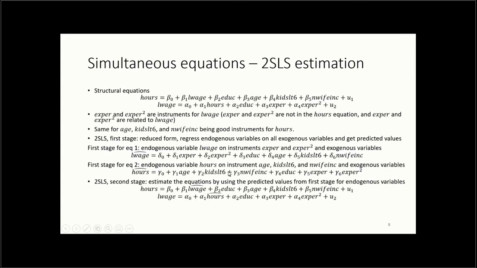Now that we have estimated the reduced form equations and obtained the predicted values, we go back to the original structural equations. Instead of using log wage and hours, we use log wage hat and hours hat. That's how we get the two-stage least squares coefficients.